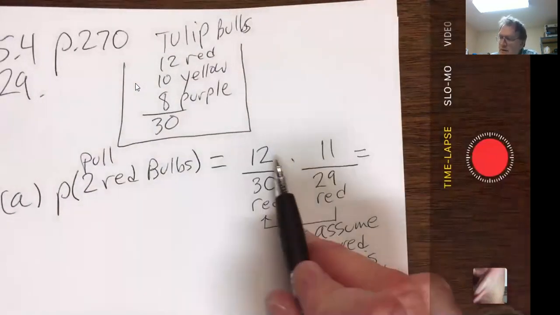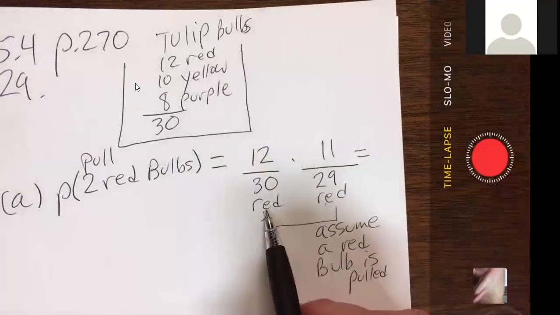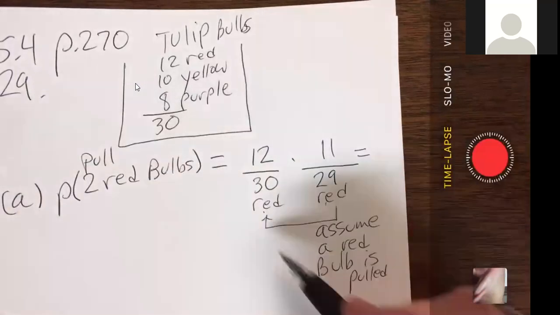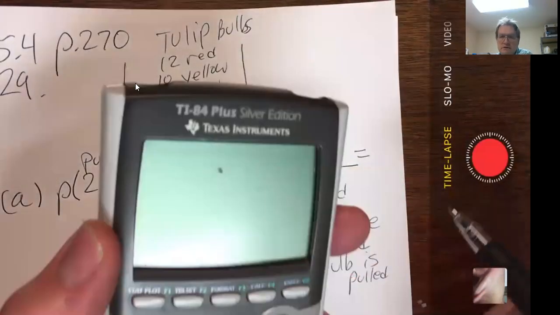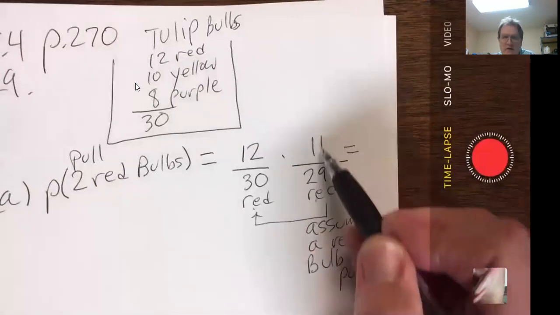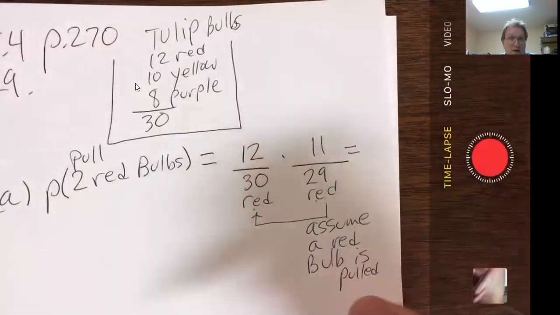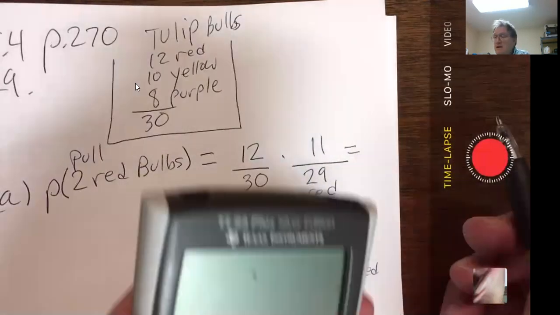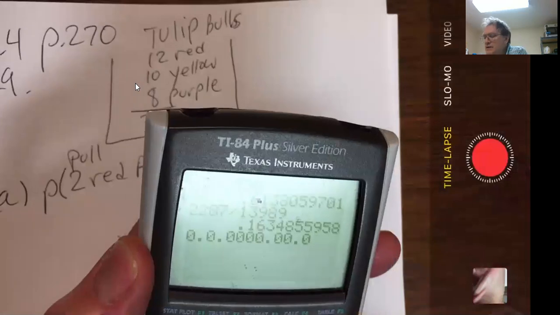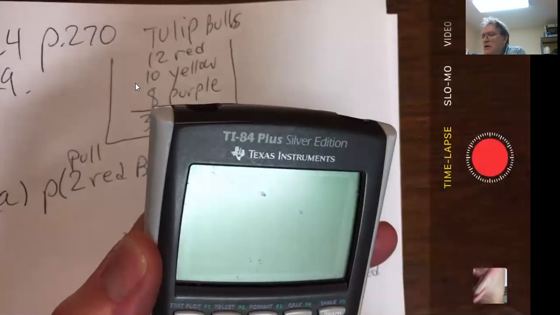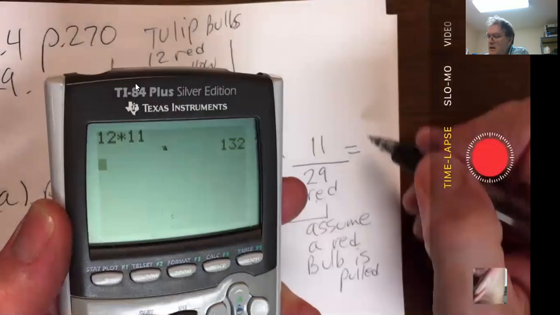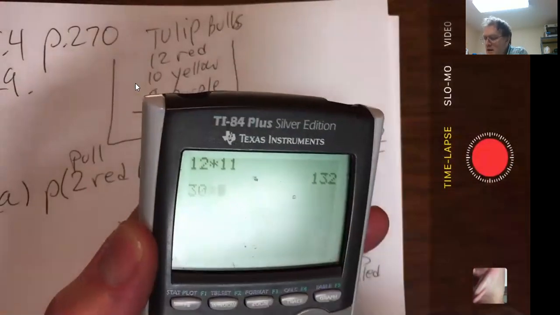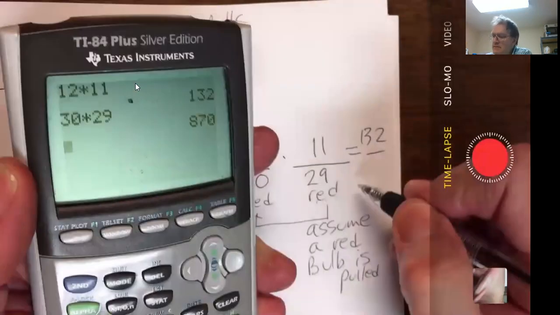And notice you're reducing by 1 because it's the same condition in both pulls. If this had been a different color, you'd have had whatever color. If this had been a red and yellow, which it is further down, I think, you'd have had a 10 here out of the 29. I think 12 times 11 is 132. Yep. And 30 times 29 is 870.